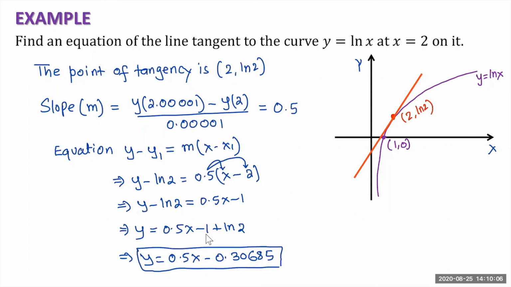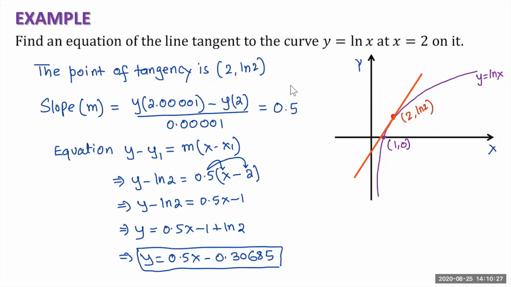And you can see very clearly the slope is 0.5, which we got here. And when you go from left to right, the line is going up. That's why the slope is positive, which makes perfect sense. And also when you look here, the y-intercept is below the x-axis, which is negative. So we got the negative y-intercept. So this makes perfect sense.